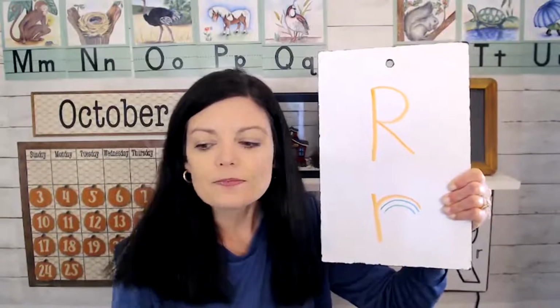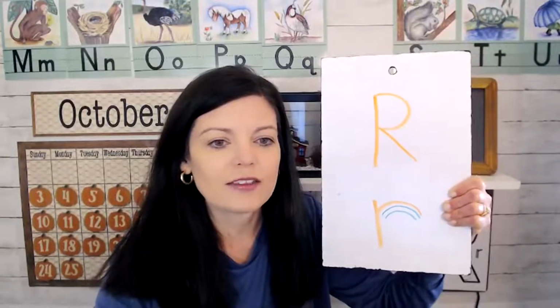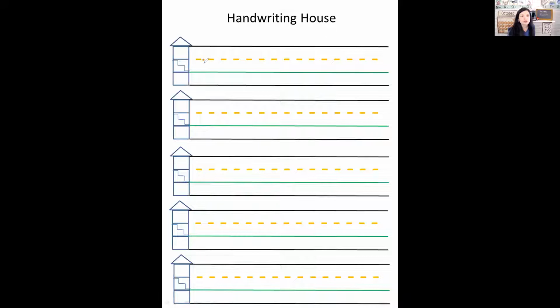And we're going to make the letter R on the handwriting house. All you have to do is just come downstairs because that's where the little letters usually stay. And then just make a 1, trace back up and over. 1 up and over like a rainbow. 1 up and over. Okay, that's the little letter R.